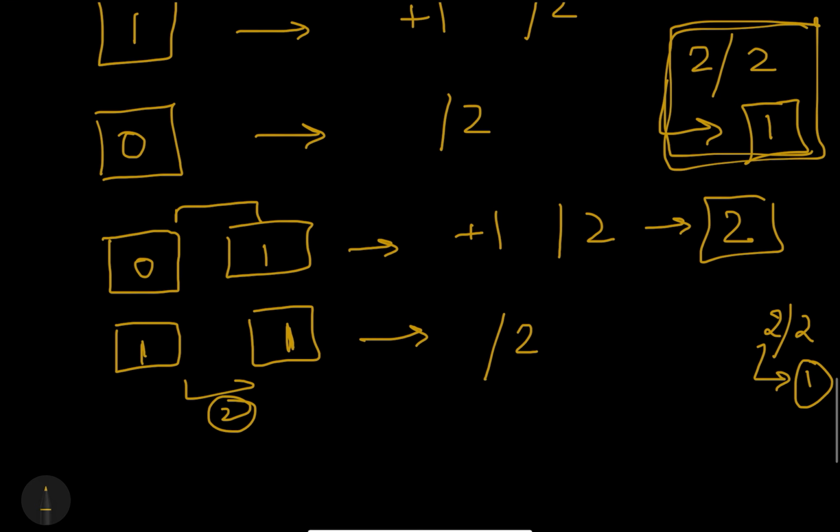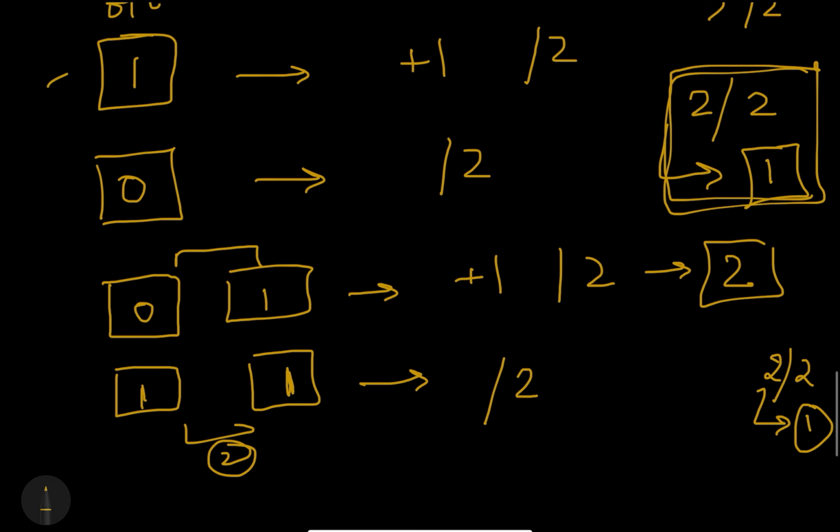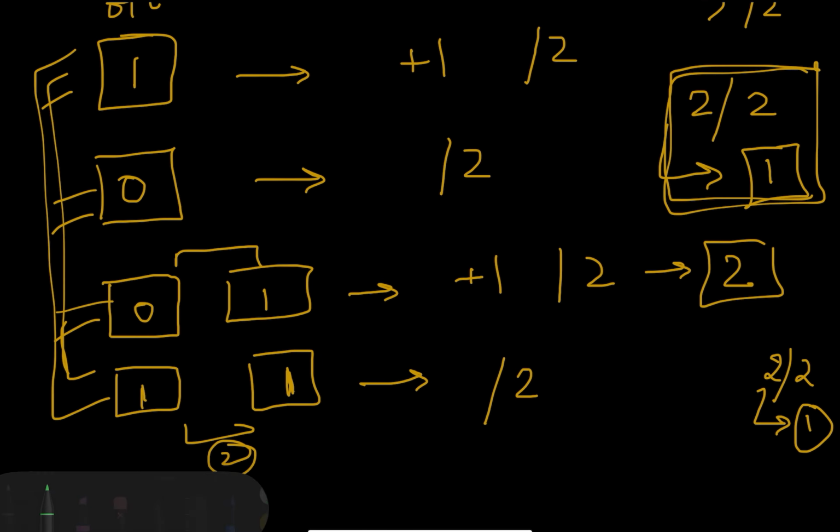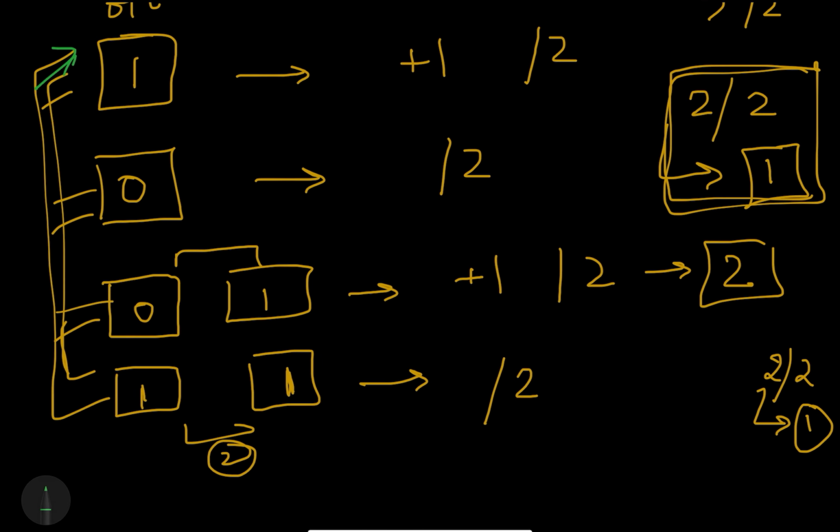So from this we get our four conditions which we can apply on bits. Okay. Now let's see how we can implement this logic in the code.